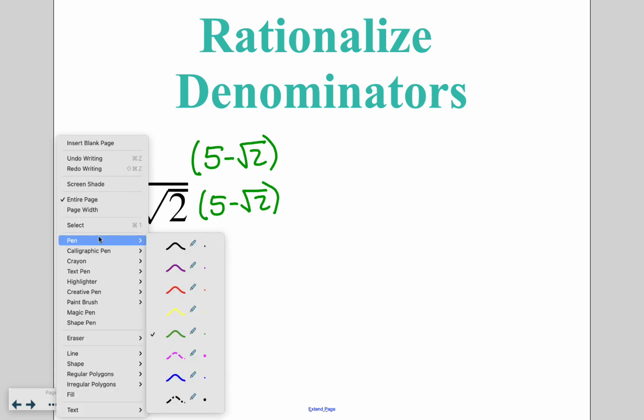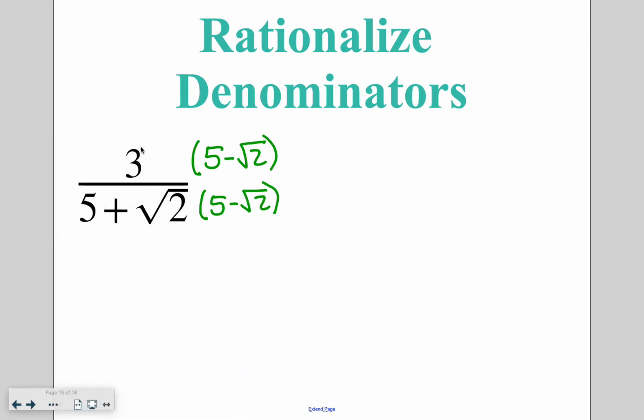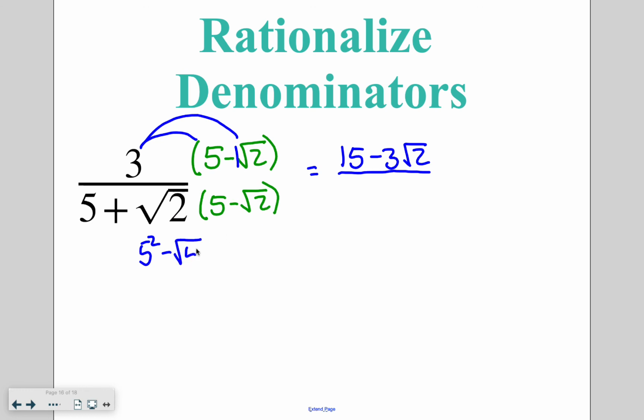So in the numerator, it becomes a distributive property. 3 times 5 is 15. 3 times the square root of 2, so a 1 in front, gives us minus 3 square roots of 2. Those again cannot be combined because the 15 doesn't have a square root. In the denominator, we do our conjugate math now. So 5 squared minus 2 times 2 gives us the square root of 4. So I end up with 25 minus 2, or 23.